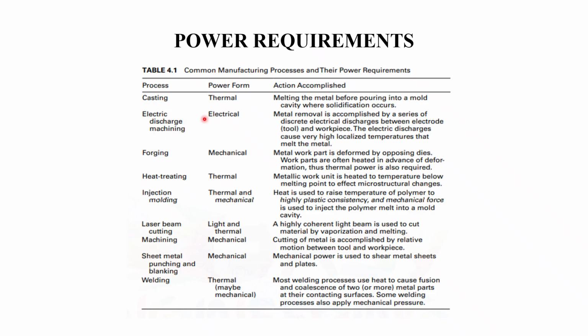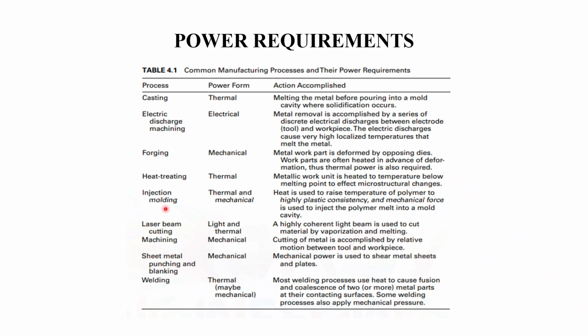These are some of the processes involved in the manufacturing industries. Next is forging. In forging, the power form is mechanical. The metal work part is deformed by opposing dies. Work parts are often heated in advance of deformation, thus thermal power is also required. Next is heat treating, that is thermal. The metallic work unit is heated to a temperature below the melting point to effect microstructural changes.